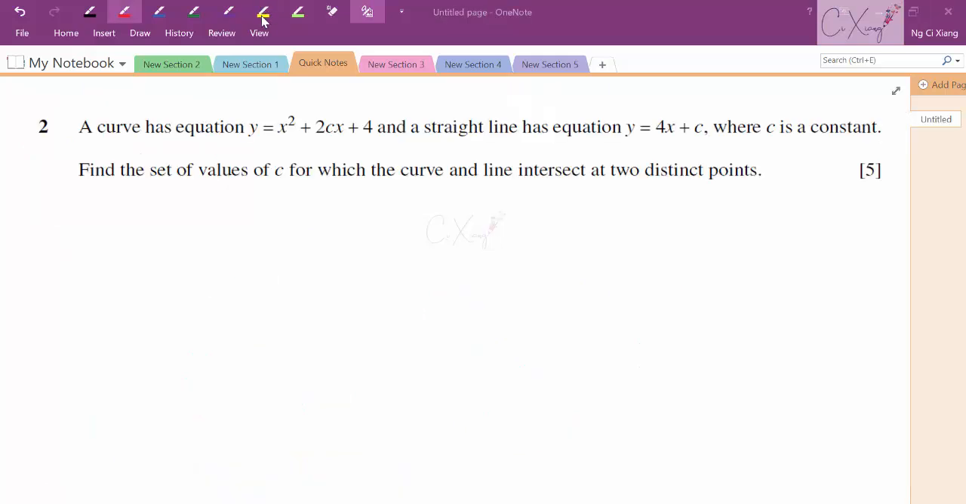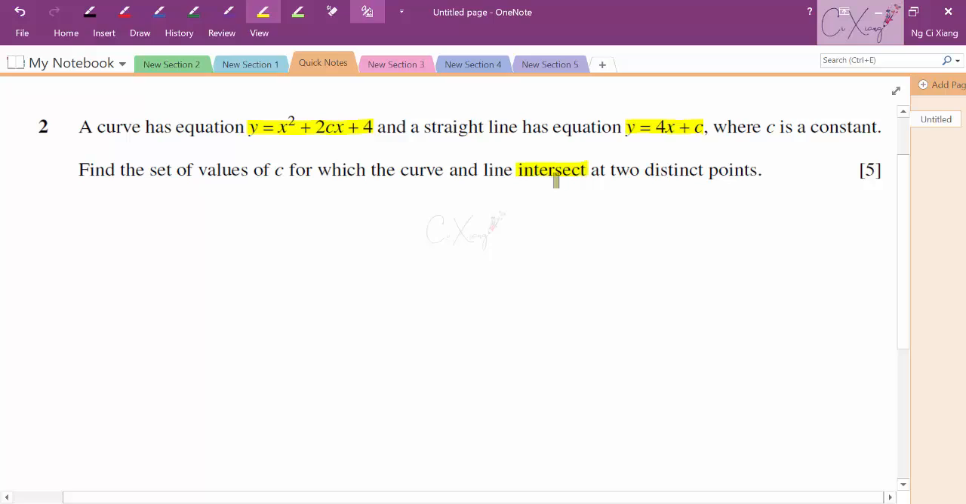Okay, so question number 2. Alright, so they give us the equation y equals x squared plus 2cx plus 4, and there's another straight line which is y equals 4x plus c, where c is a constant. And they want us to find the set of values for c for which the curve and the line intersect at 2 distinct points.